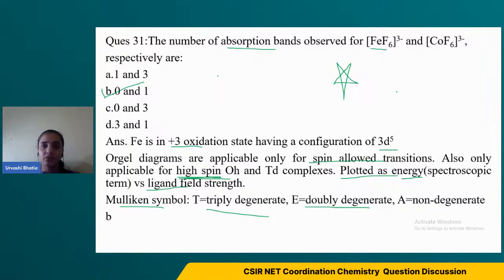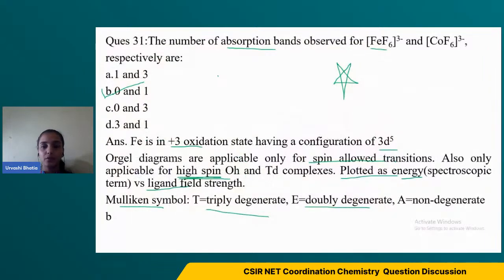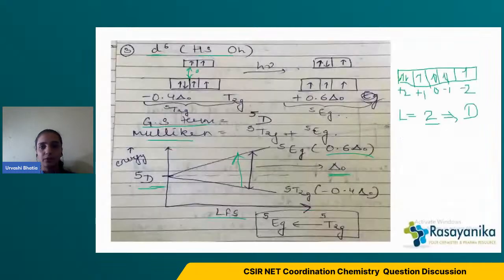So questions are asked about from where to where the transition will take place, like from 5T2g to 5Eg, which will be the configuration, or the configuration is given to you and you have to tell from where to where the absorption bands are seen. Okay, so this is important, Orgel diagram. The Sugano diagram is also there, but that is not very important. Questions are not very frequent from there. Okay. So anyway, we will move to the next question. Everything is done from here.